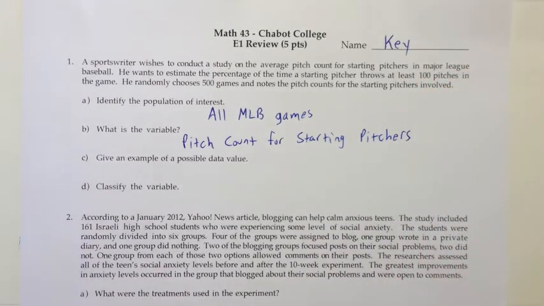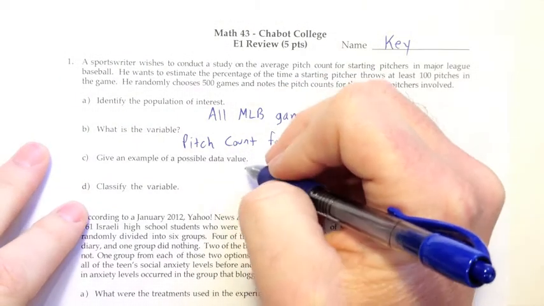And then give an example of a possible data value. So if we selected a game and watched the game, we might see that one of the pitchers in that game threw 104 pitches.